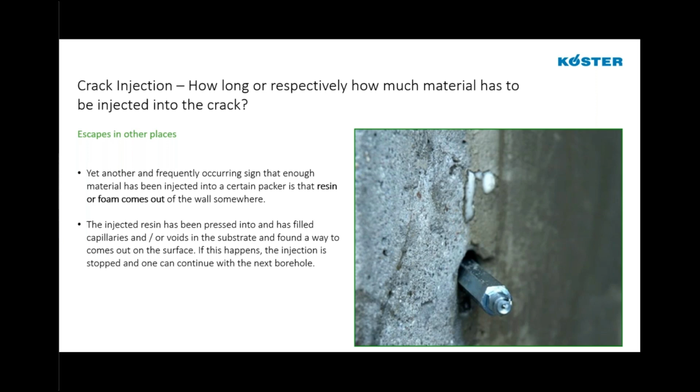This means that the resin we've injected has been pressed into and filled any kind of capillaries or voids in the substrate, and it has found a way to come out on the surface. Now we know we have enough material in there. This is also a sign that if you're getting severe expansion like we just discussed, you definitely want to stop if you see foam coming out of the surface of the concrete.